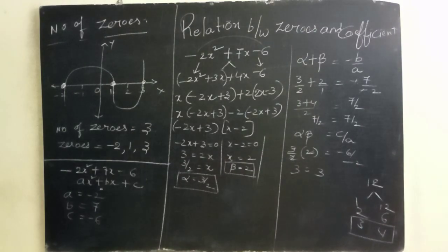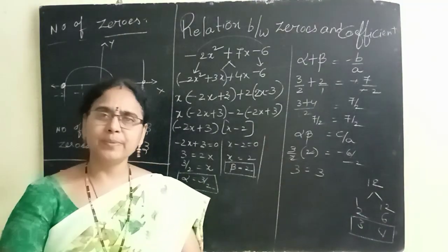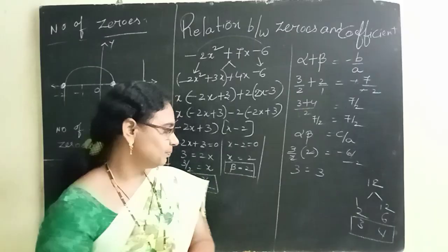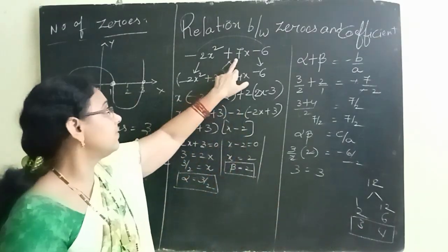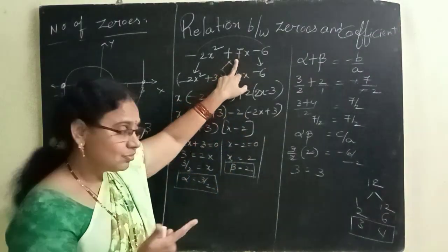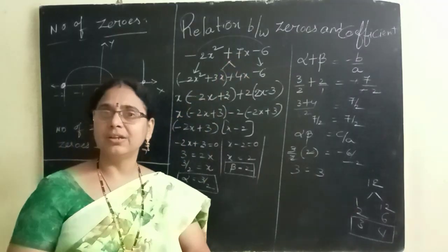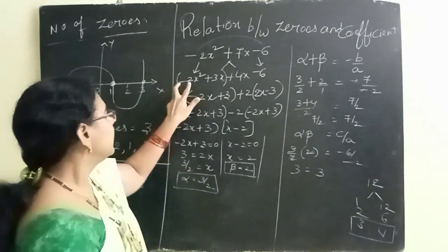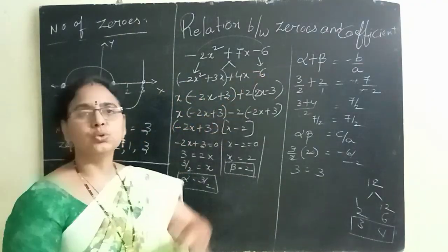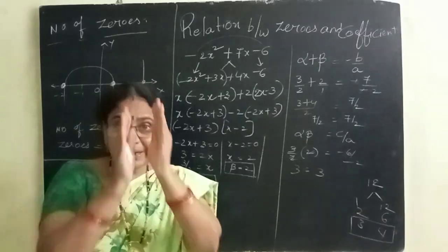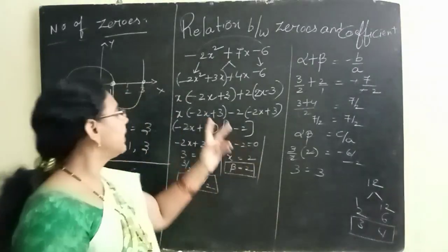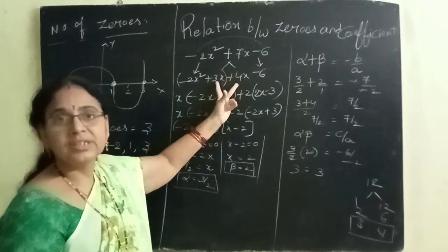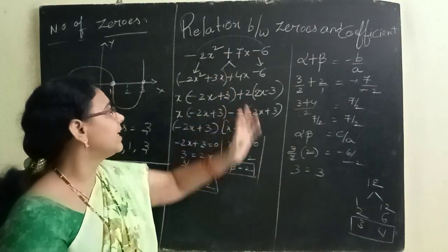Did you understand? So here 12 plus 1 is 13. No. 12 minus 1 is 11. No. 6 plus 2 is 8. 6 minus 2 is 4. 4 plus 3 is 7. So only 3 and 4 will satisfy the middle one. First and last terms you have to write as they are. Negative 2x square, negative 6 as it is. Split the middle one. 7x we are writing as 3x plus 4x.